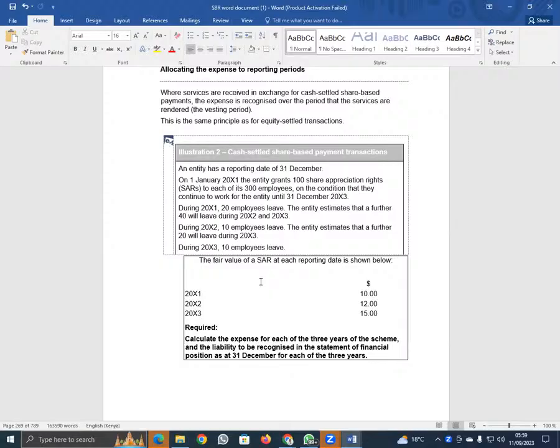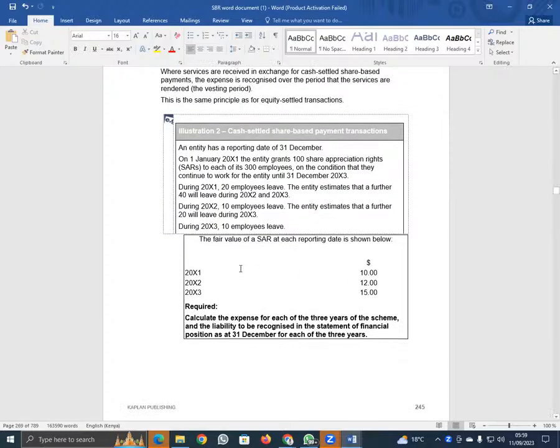Then they are telling us, ladies and gentlemen, the fair value of the SAR at each reporting date is shown below. So we have 2021, 2022, 2023. They want us to calculate the expense for each of the 3 years of the scheme and the liability to be recognized in the statement of financial position as at 31st December for each of the 3 years. So basically they want those extracts.